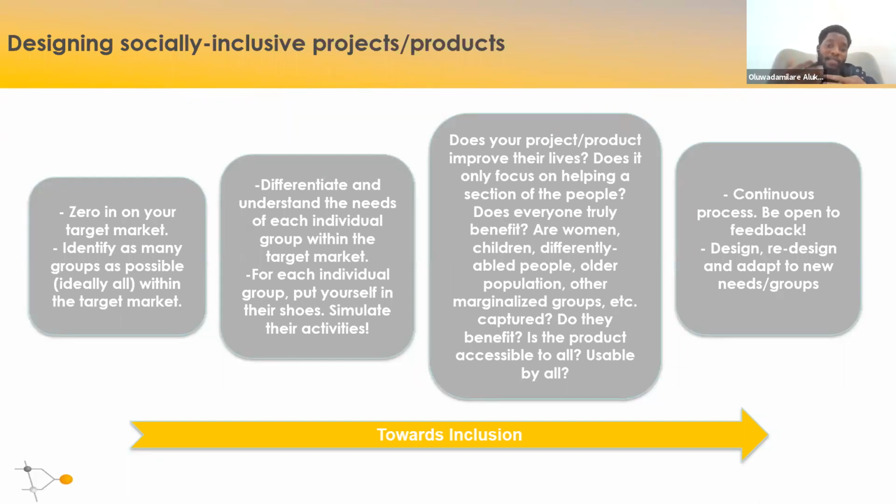These are the questions you ask in point 3. Does your project or product improve their lives? Does it only focus on a section of people? Does it only focus on men? Does it only focus on normally able people? Does it only benefit the youth? Does it marginalize unemployed locals? Is it accessible to all? Can it actually be used by all? And fourthly, it's a continuous process. You have to be open to feedback. You design, you redesign, and you adapt to both existing and even new groups towards inclusion. Next slide, please.